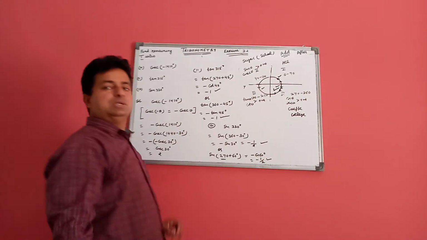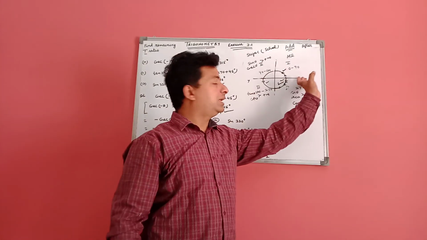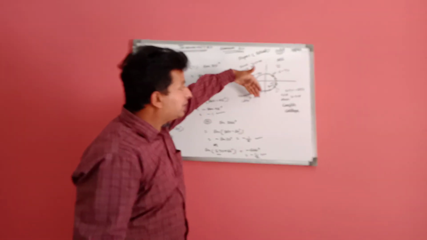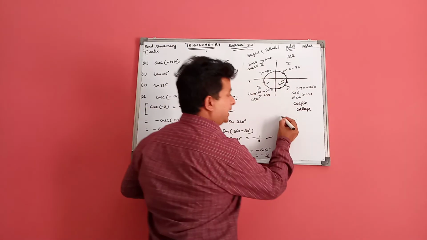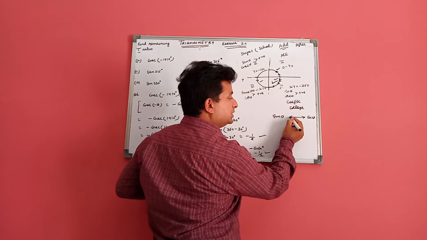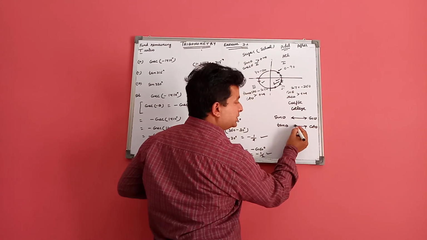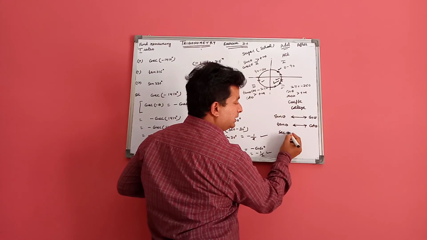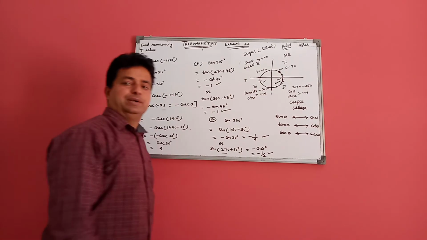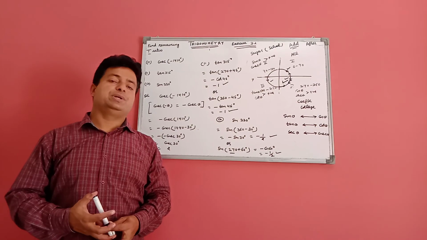These values are the same. This means that in the horizontal line there is no change of T ratio, but in the vertical line there is a change of T ratio, like sine changes to cos, cos changes to sine, tan changes to cot, cot changes to tan, secant changes to cosecant, and cosecant changes to secant. These are the solutions of exercise 3.2 of chapter number 3.